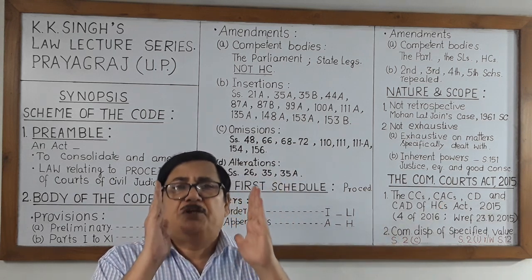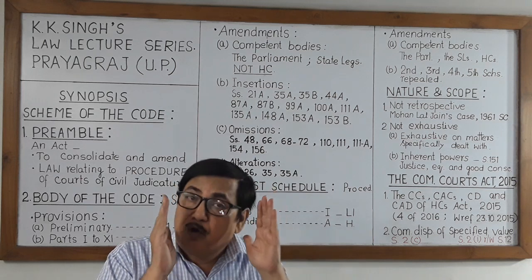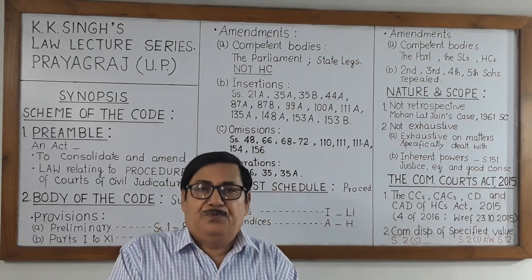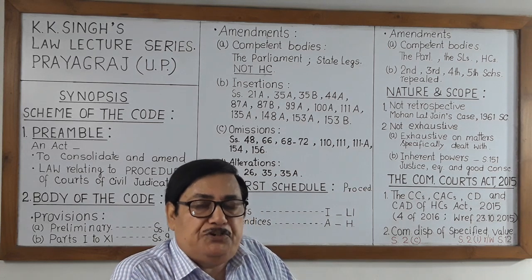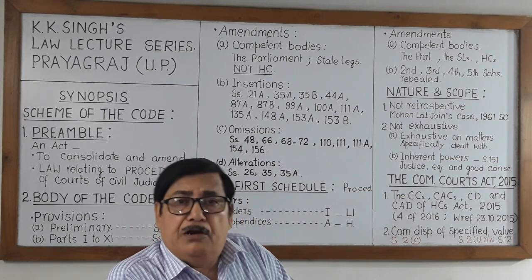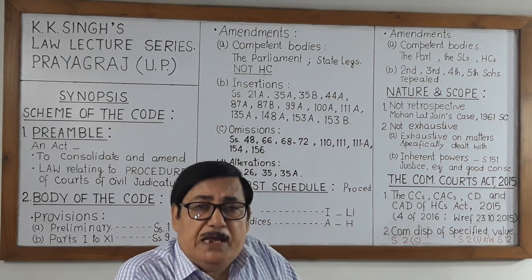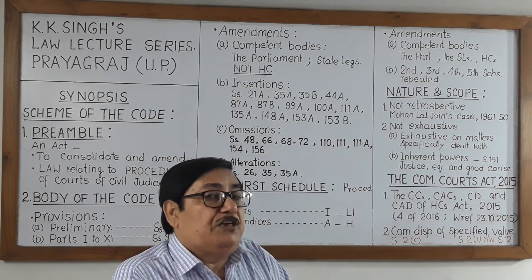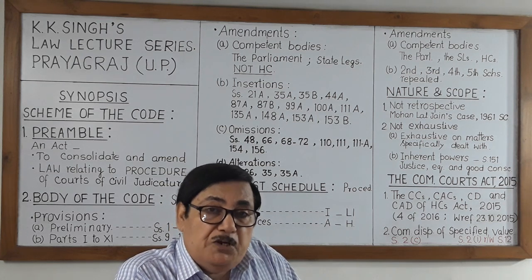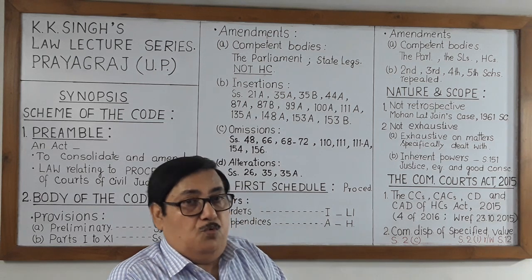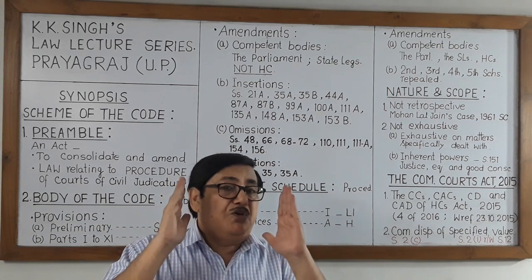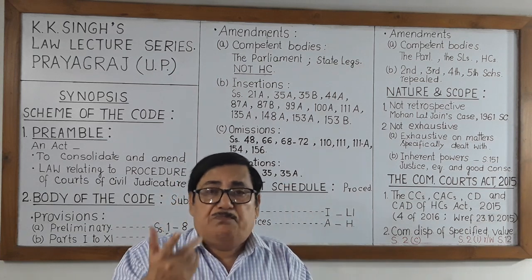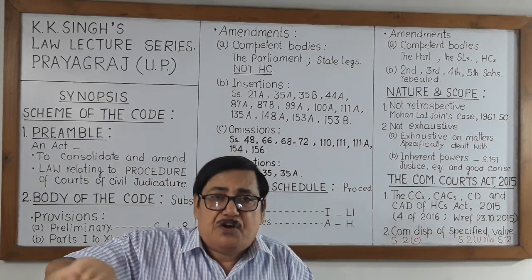So if there is a commercial dispute and that too of a specified value, what is meant here by specified value? Minimum valuation of 1 crore. Earlier it was a minimum valuation of 3 lakhs. Now it has been raised to a minimum valuation of rupees 1 crore. So there must be a commercial dispute and that must be of a specified value, that means not less than a valuation of 1 crore.